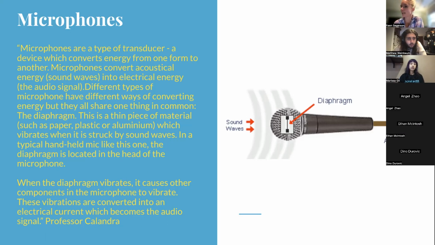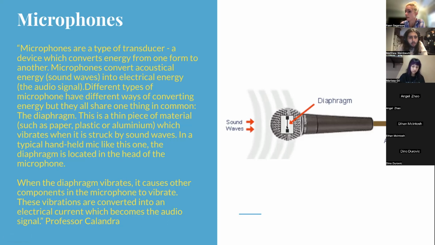So microphones are a type of transducer, a device which converts energy from one form to another. Microphones can convert acoustical energy, sound waves, into electrical energy, this audio signal. Different types of microphones have different ways of converting energy, but they all share one thing in common, the diaphragm.